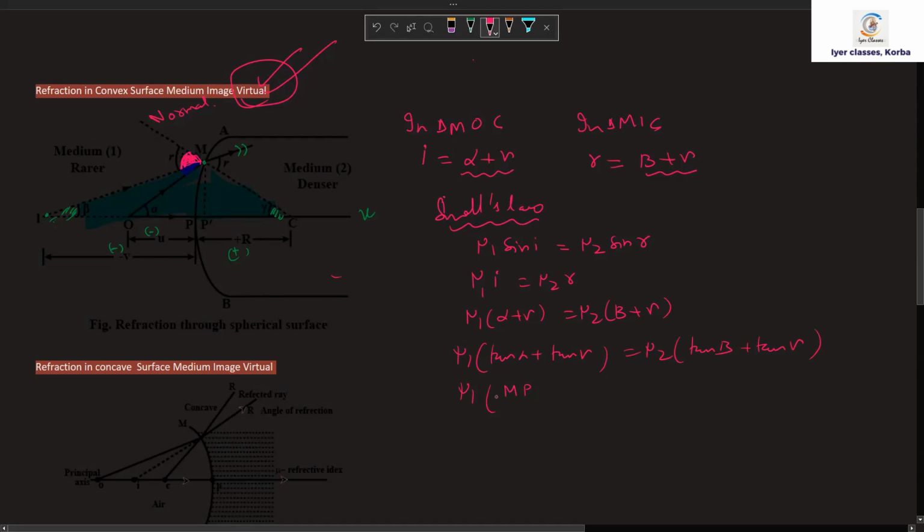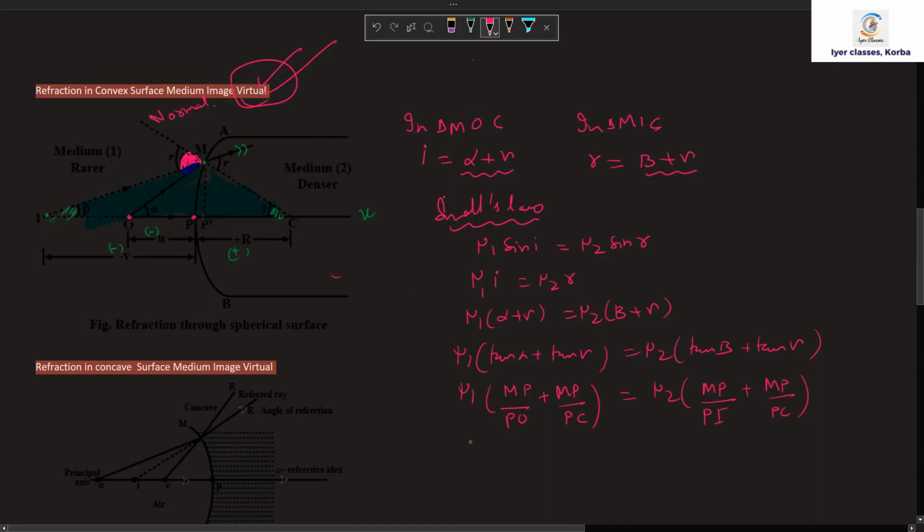But here, just to make it fast, I'll write it as MP divided by... OP? No, don't write it as OP. Always read it as U. So it will be PO. Plus tan gamma, it will be MP by PC. And mu2 tan beta, it will be MP by PI. Plus gamma MP by PC.